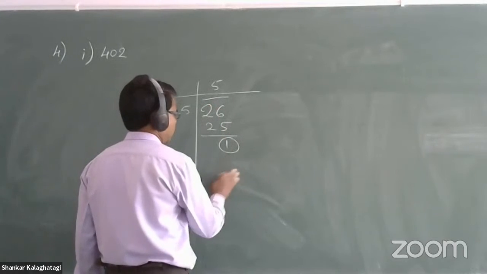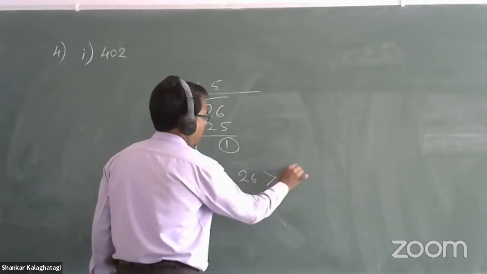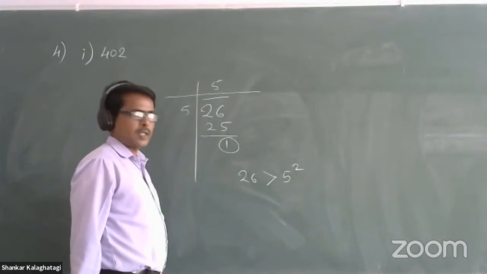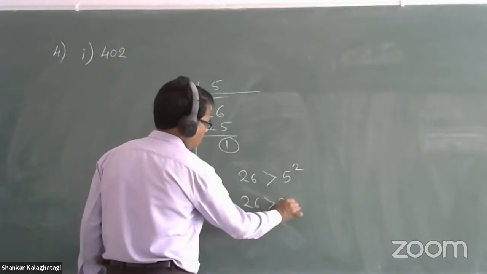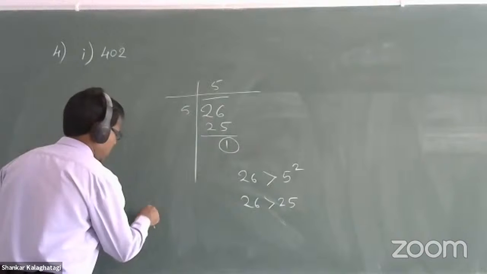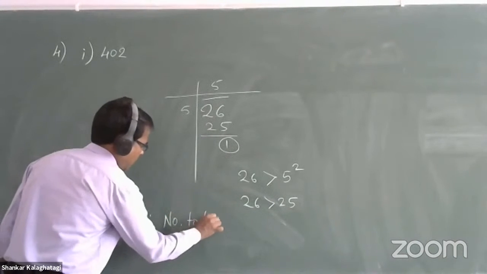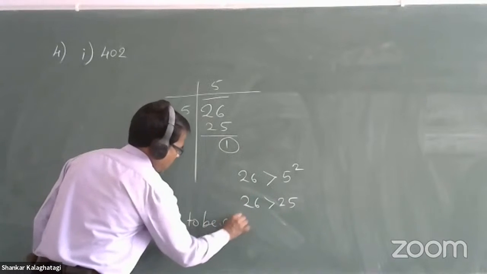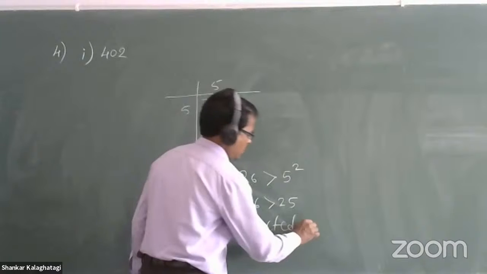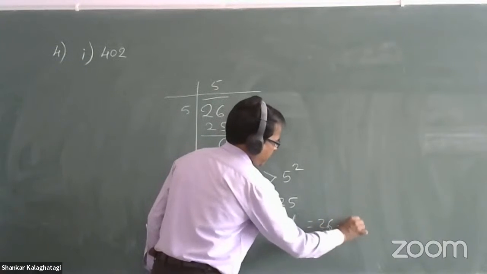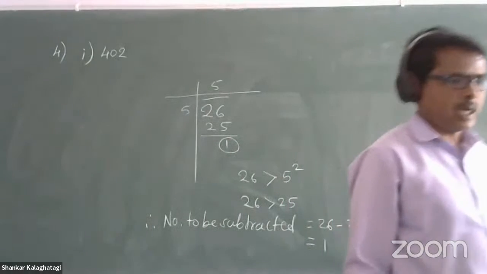5 square is 25. 26 is more than 5 square, correct? Means 26 is more than 25. So how much should be subtracted? The number to be subtracted is how much? 26 minus 25. This is equal to how much? 1. Understanding?